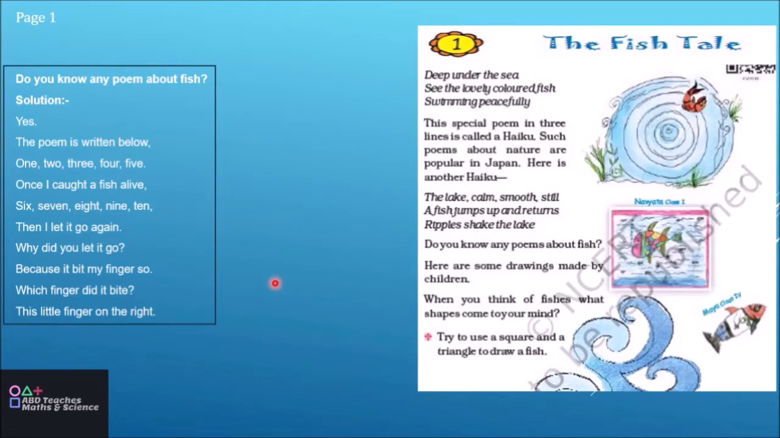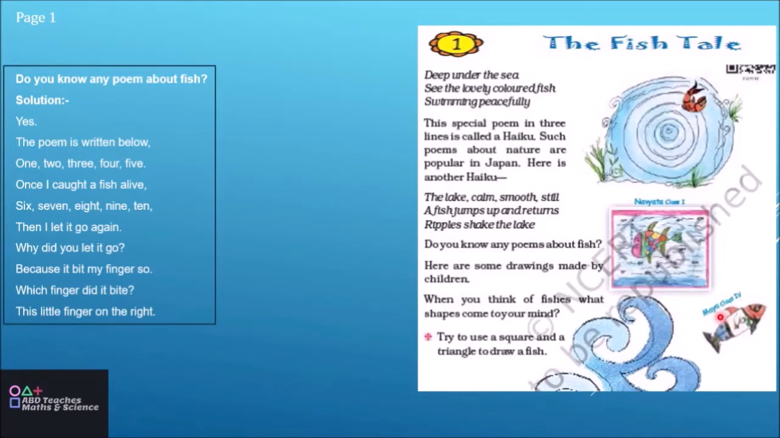Now let's see the next line of this page. Here are some drawings made by children. Nabata from class 1, this is the drawing. Maya from class 4, this is the drawing. Now see the next line.